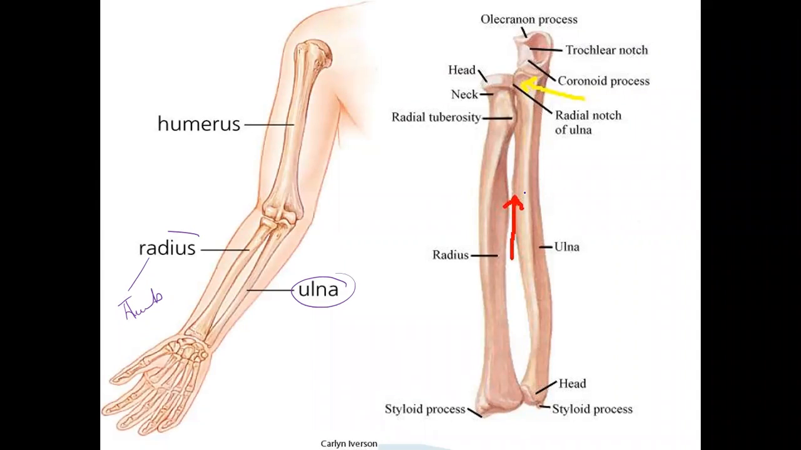The radius and the ulna in between have an interosseous membrane. So this small gap you can see allows the passage of the blood vessels and the nerves through it. The ulna has the olecranon process. At the same time there is a trochlear notch and coronoid process present.